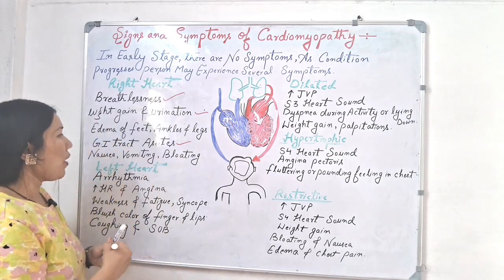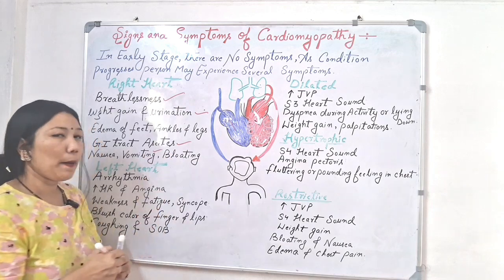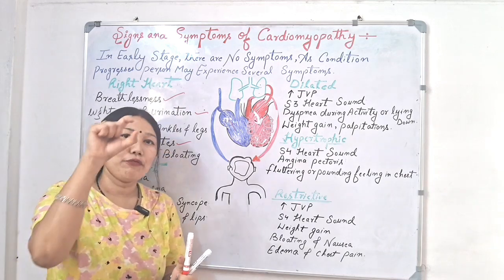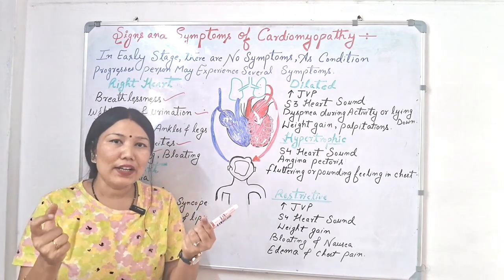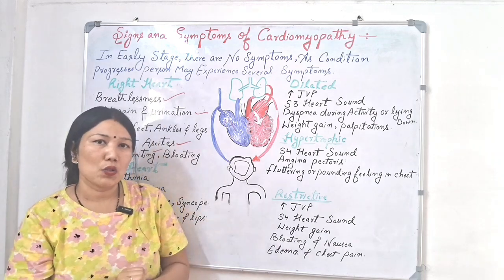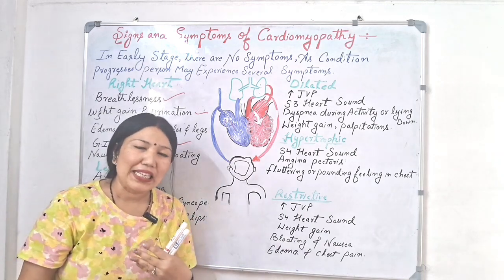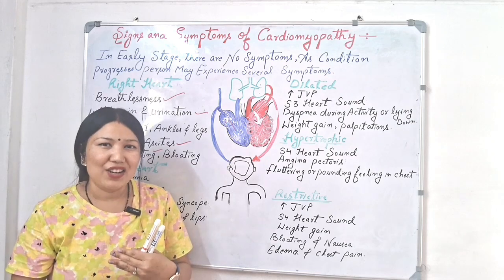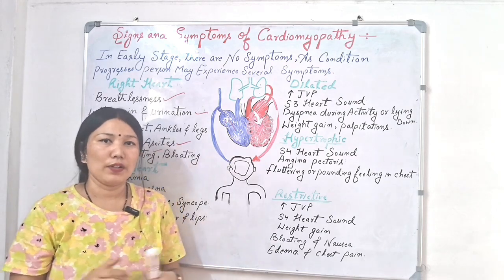Next, we have nausea and vomiting. Why is there nausea and vomiting? Because the GI system has been filled with fluid, and that will create pressure on our stomach also. So the patient will feel bloating, loss of appetite, and there will be nausea and vomiting.